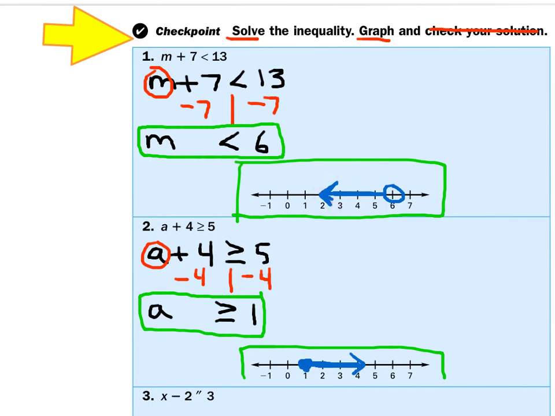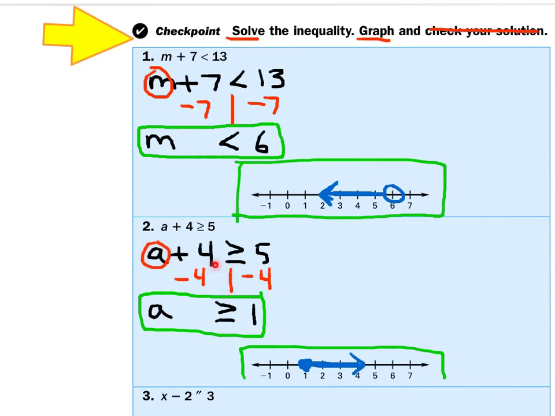And notice how my blue arrow matches the inequality symbol as long as the variable is the first thing I read. Okay, take a look at number 2. A plus 4 is greater than or equal to 5. So I copy it exactly like they gave it to me. I grab my red, I circle the variable, I bring down the wall.